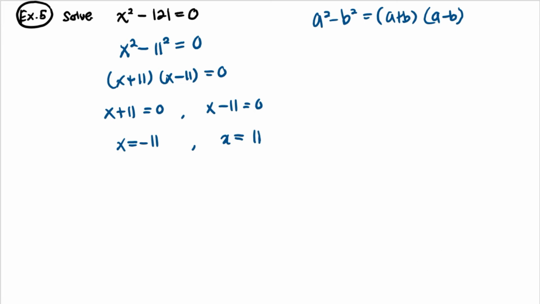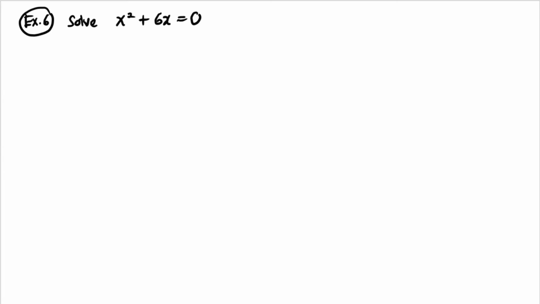Now let's go to example number 6. Suppose we have example number 6 here. So what should you do? You try to factorize this, because you have x squared here and x here, so you can factorize x.